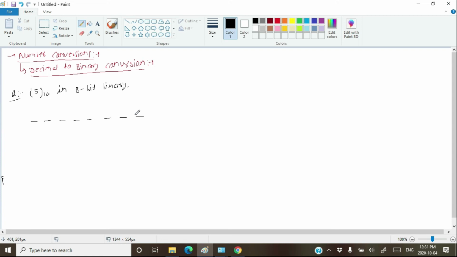Then assign them weights from right to left, like 2 to the power 0, 2 to the power 1. These are the weights you are assigning. We already have seen it while learning the positional values. So this is the same weights which we have used in the positional values. So 2 to the power 0, 2 to the power 1, 2 to the power 2, 2 to the power 3, 2 to the power 4, 2 to the power 5, 2 to the power 6 and 2 to the power 7. Now the question is what you have to convert? You have to convert 5.